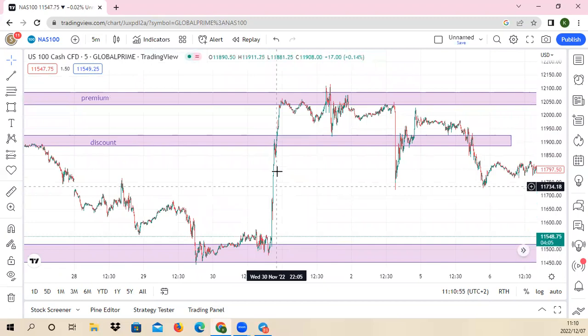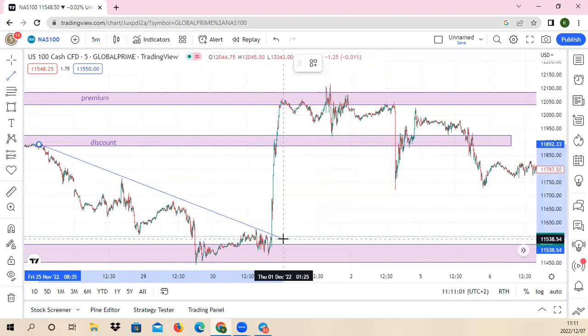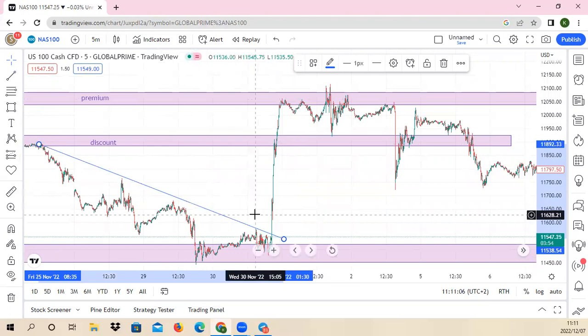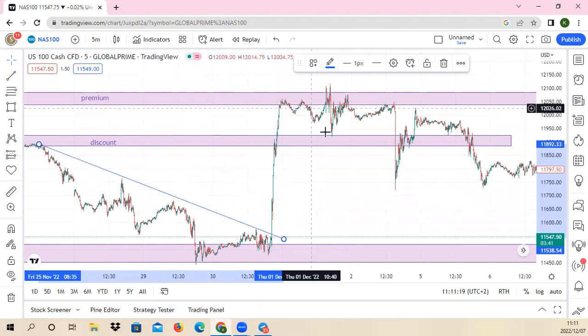So after this huge run, as you can see also, there was a whole lot of liquidity on this side, so it had to rush up. So the discount was just used to put more liquidity into the market at this point. You see, there was a lot of liquidity here. The institutions came and collected all of that liquidity that was being made on the downside.